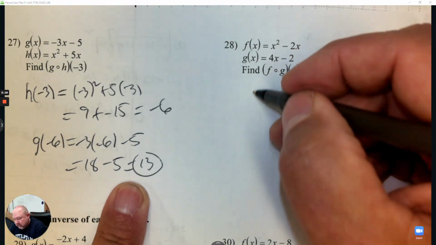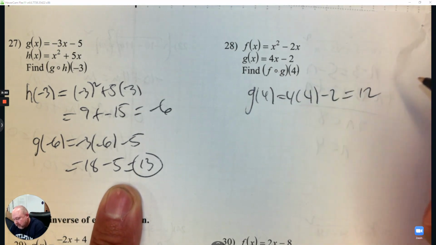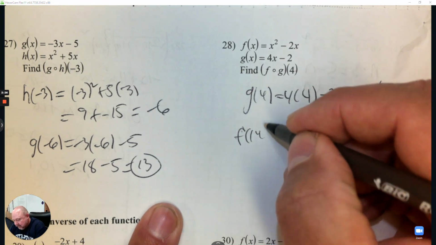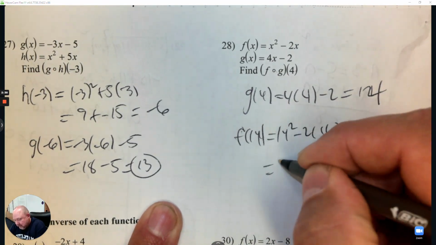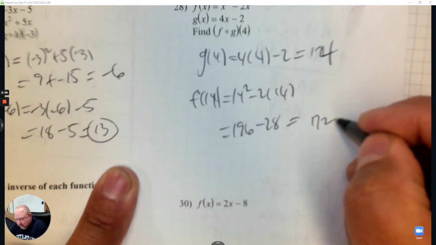Again, 4 into G first. So 4 times 4, take away 2. Then take that answer and plug it in. And what do we get? 172.